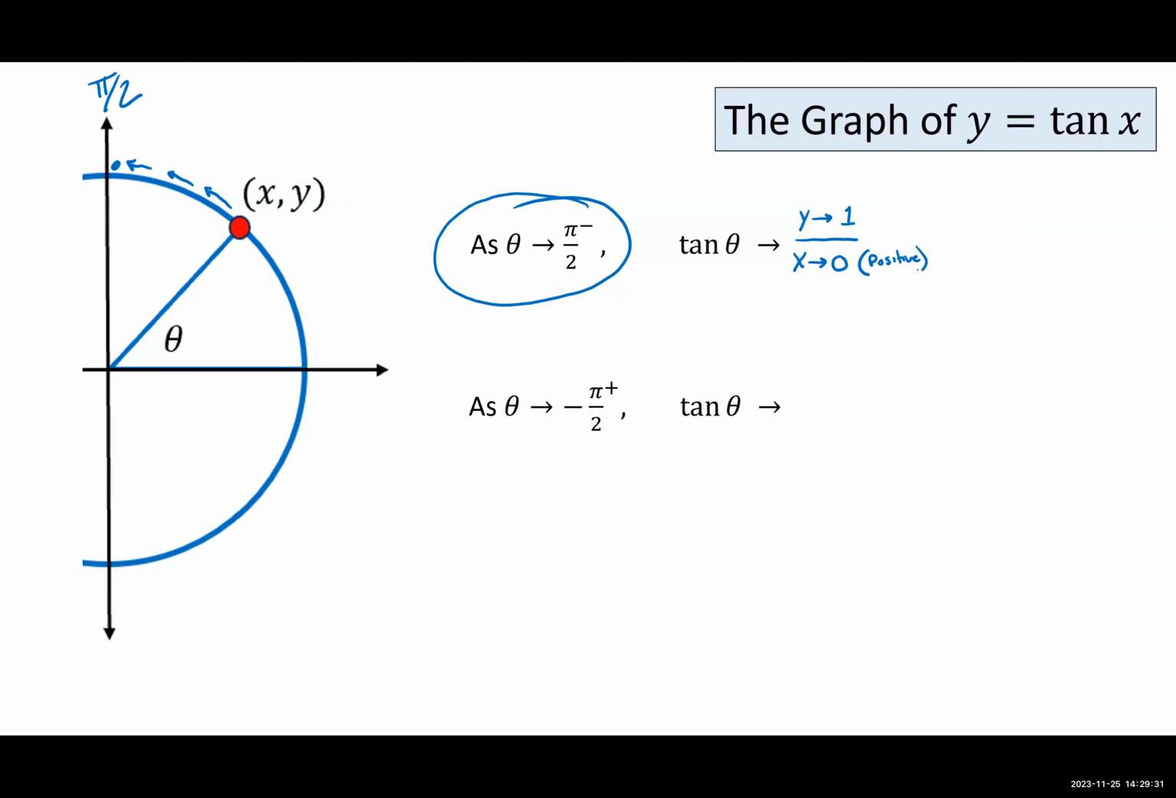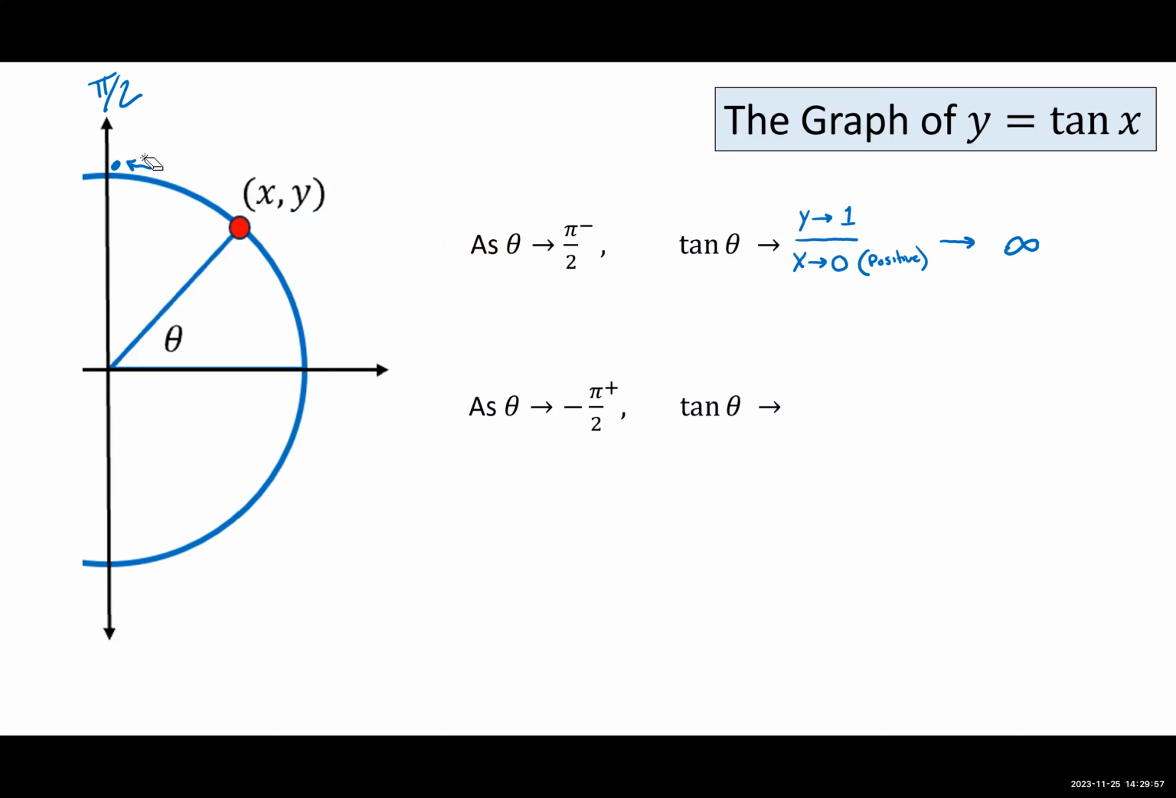All right, so what do we get when we take the number 1 divided by an infinitely small number? Well, we get an infinitely large number. So as the angle gets closer to pi over 2 from the left, the values of the tangent function go to infinity.